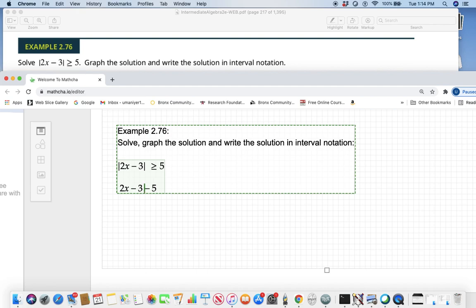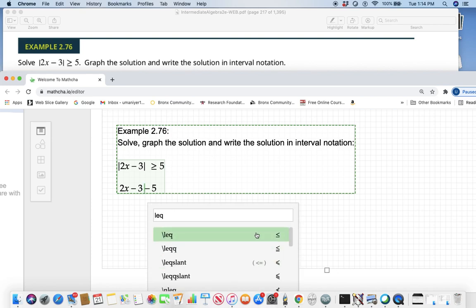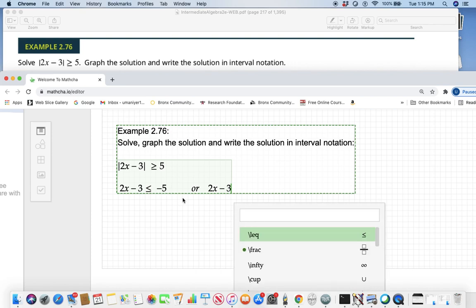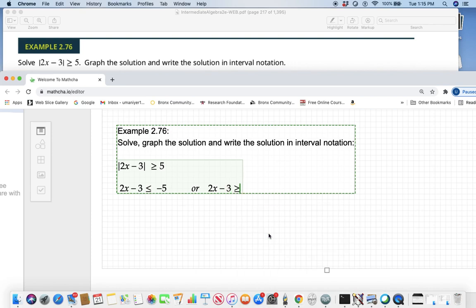One, 2x minus 3 is beyond negative 5, or 2x minus 3 is beyond 5. So greater equals means to the right of 5 or to the left of negative 5. Now this one inequality became two inequalities. So be mindful where you are. When you are to the left, you are farther left of negative 5. When you are to the right, you are farther right of 5.